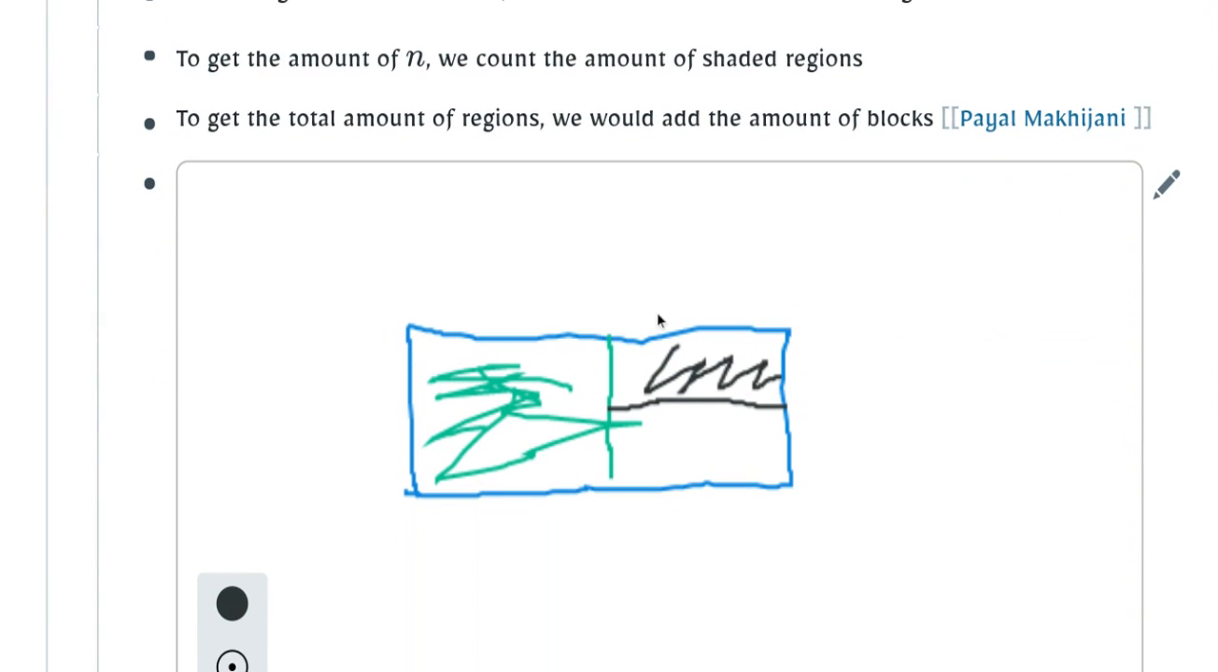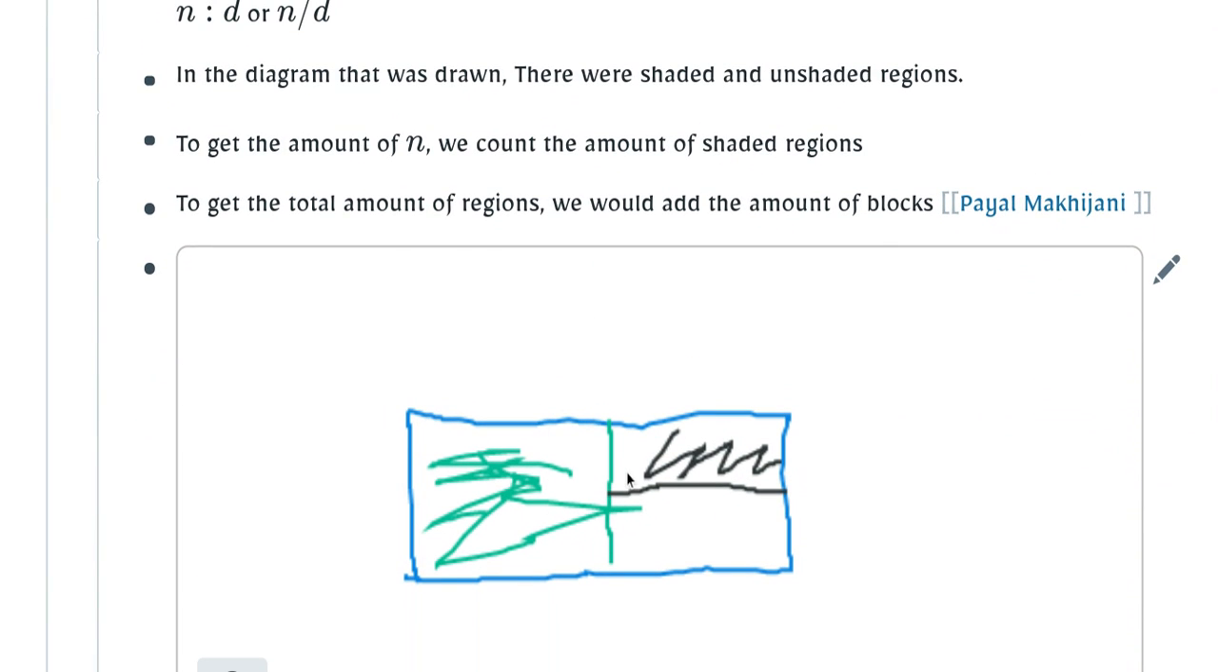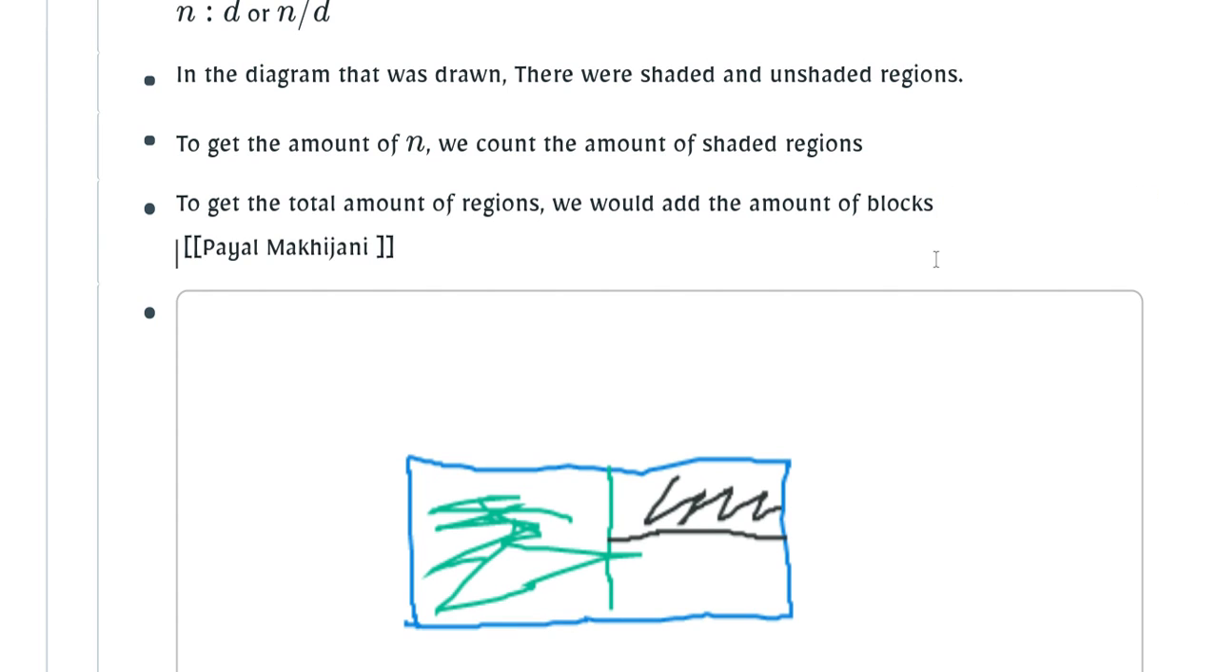Because if I want to know, for example, how many does Athzura have, I would count 1 for Athzura, then I would count how many blocks there are. So I would say 1, 2, 3. So therefore, Athzura has a ratio of, one moment, Athzura would have a ratio of 1 to 3, for example, where 3 is the total amount of blocks.